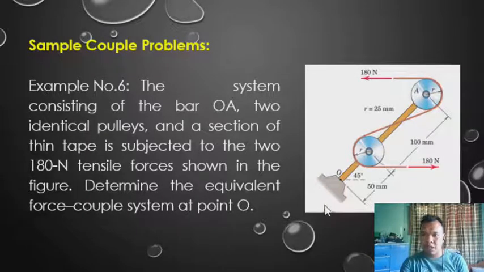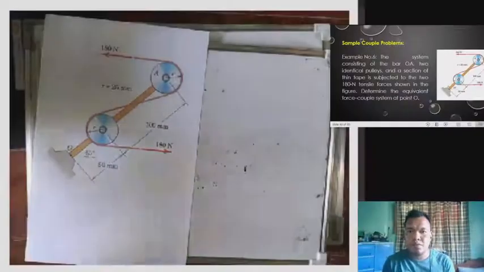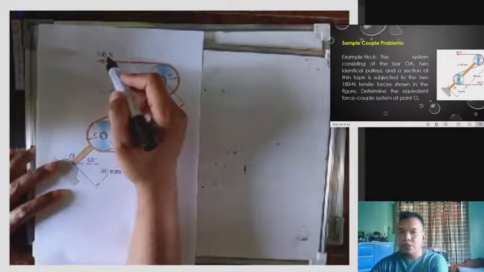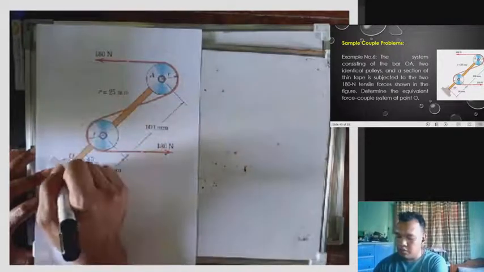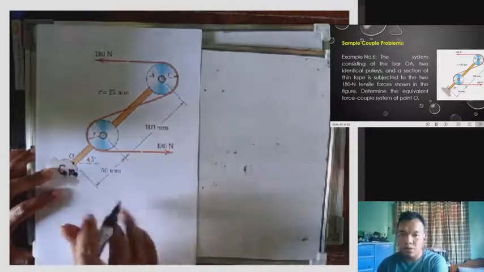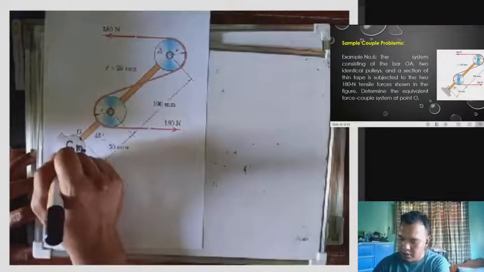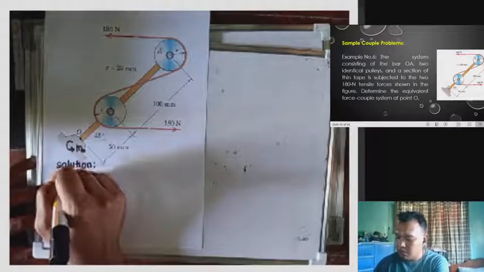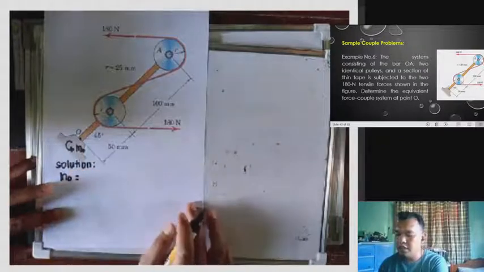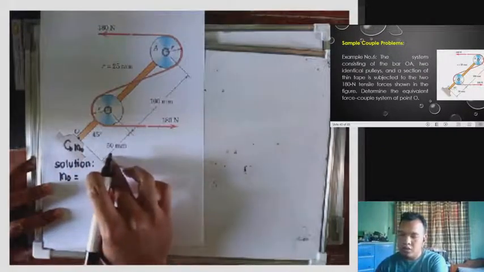Pero kung kukunin mo, or pwede mo naman siyang isa-isahin, no? Ito, papunta doon, ito, papunta doon. Okay, solve natin pareho para mas makita niya. Okay, so we have here 180 Newton and 180 Newton dito. Then, kukunin daw natin yung, since pa ganyan yung moment dito sa point O. Okay? So, solution ulit. Moment at O is equivalent kay, pwede natin kunin to papunta doon.